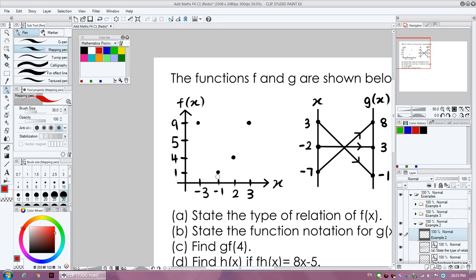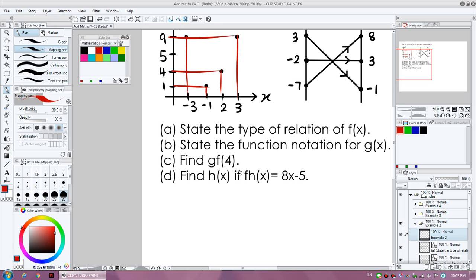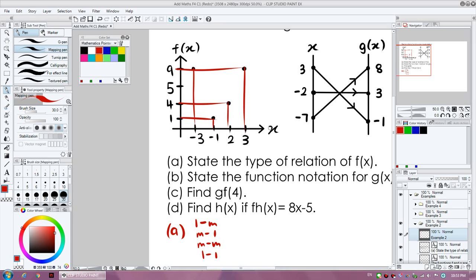You can see over here that negative 1 has one image, negative 2 has one image, negative 3 has one image. But the image 9 has two objects. There are only 4 types of relations: one to many, many to one, many to many, or one to one. According to this, there's no way it's one to many, because none of these objects have more than one image. They all have either none or only one image.